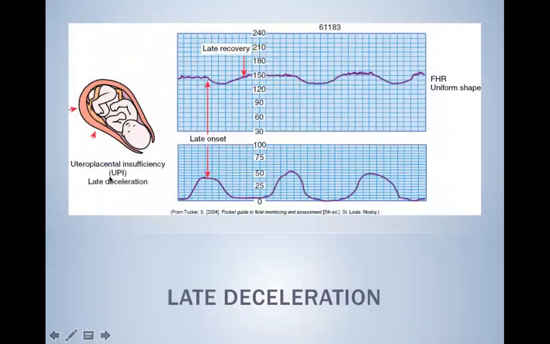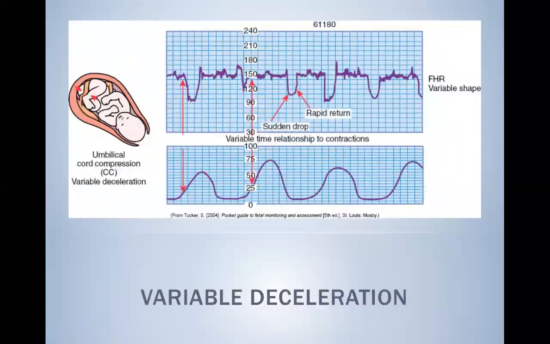Late decelerations are due to uteroplacental insufficiency, and late has a late onset, typically about halfway through the contraction, and it takes a little bit for them to recover, so a late recovery. So they have a late onset and late recovery. You can see how important it is to be able to truly see what our contractions are doing so that we can adequately assess what our fetal heart rate is doing.